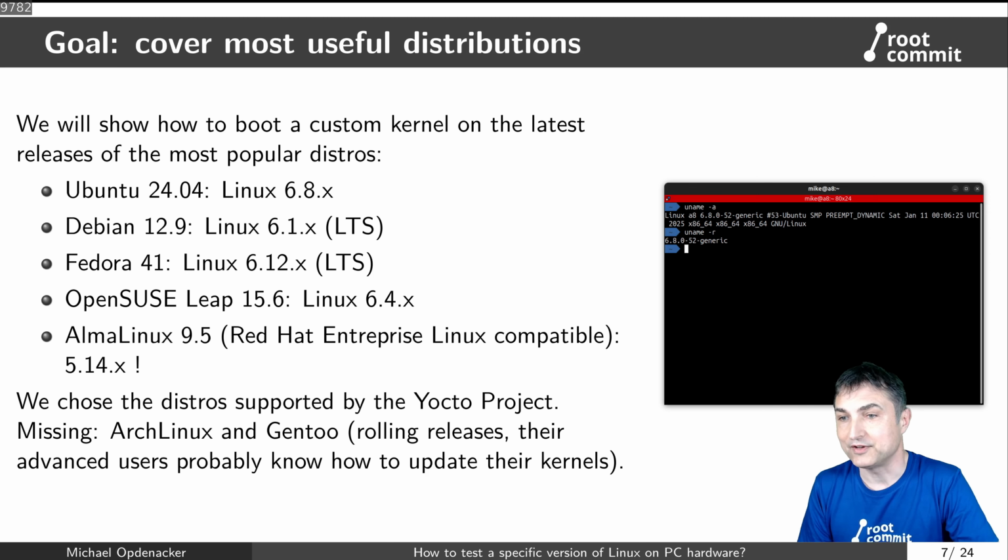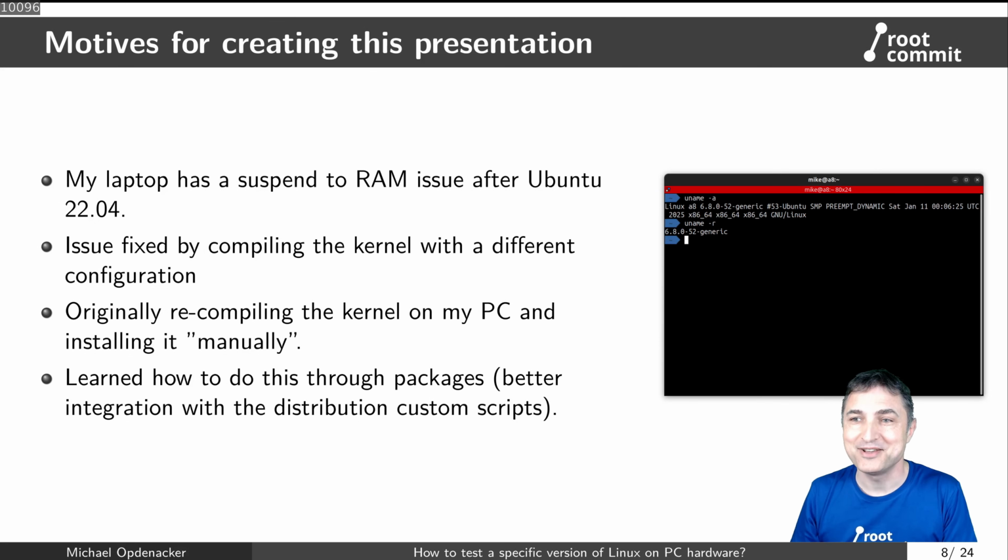Two popular ones are obviously missing, that's Arch Linux and Gentoo, but they are rolling releases and their users have most probably already updated their own kernels. By the way, why am I talking about this topic? The first reason was that my laptop had a suspend to RAM issue after switching from Ubuntu 20.04 to 24.04. I eventually found that the problem doesn't originate from the Ubuntu kernel, but from its configuration, though I haven't been able to pinpoint the exact problem yet.